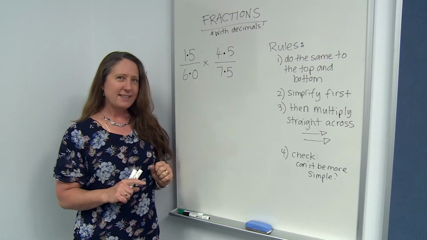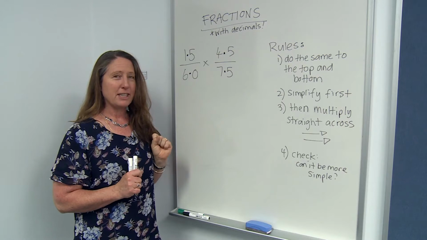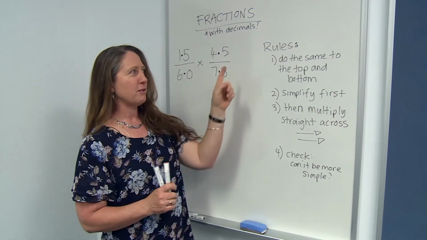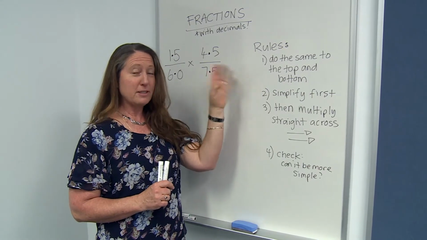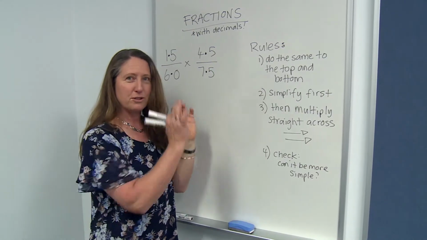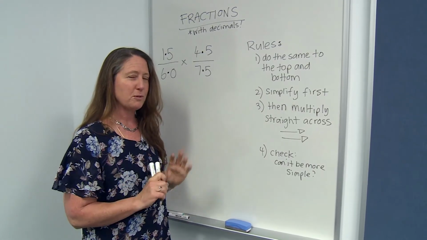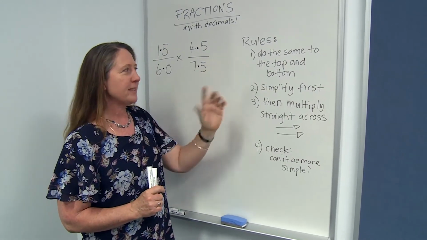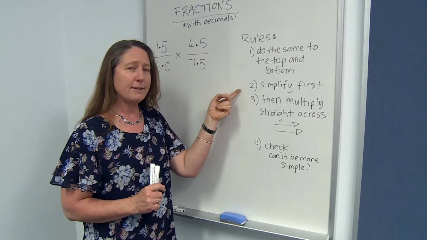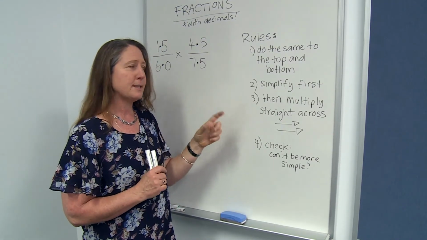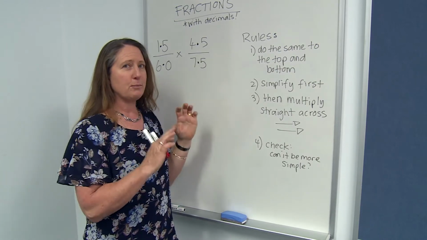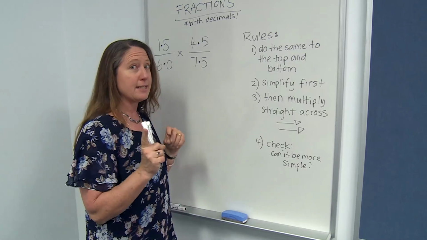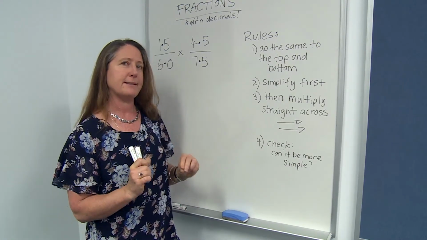Okay, so last lesson we learnt about fractions, and let's just revise our rules with the fractions. So the rules are you do the same to the top as you do to the bottom, whatever you're dividing by, or you can also multiply, but not add or subtract. Okay, so same to the top and the bottom. Simplify first always makes life easier because you're working with smaller numbers. And then once you've got it as simple as you can, you multiply straight across the top, straight across the bottom, and then check again to see if it is as simple as it can be.